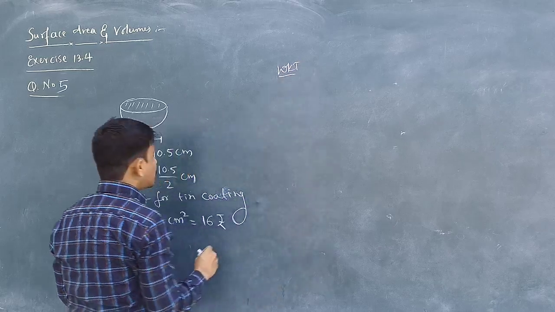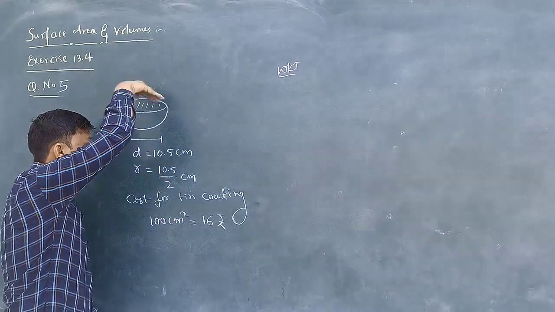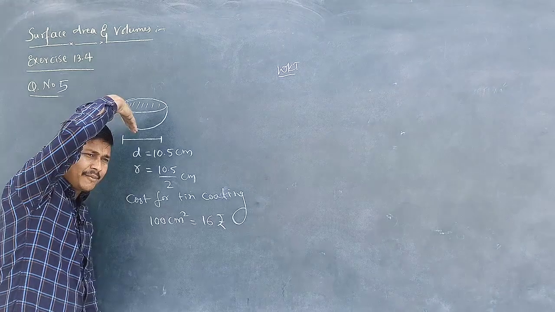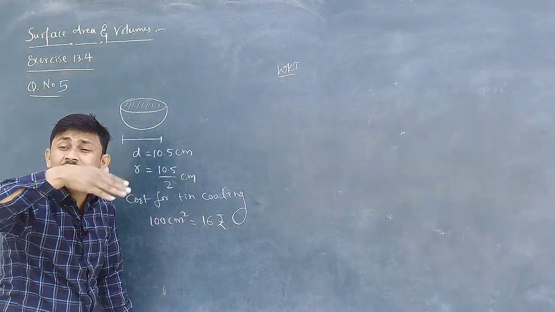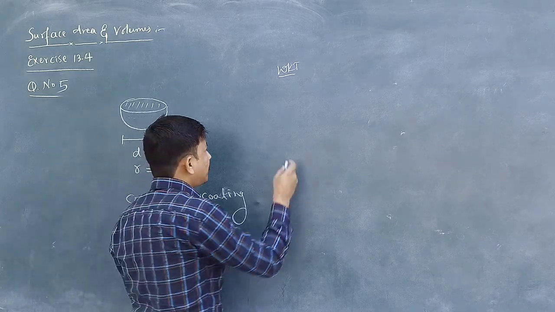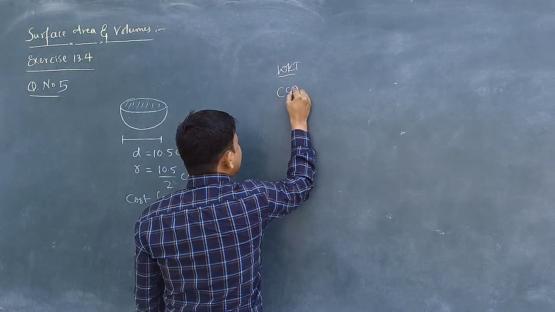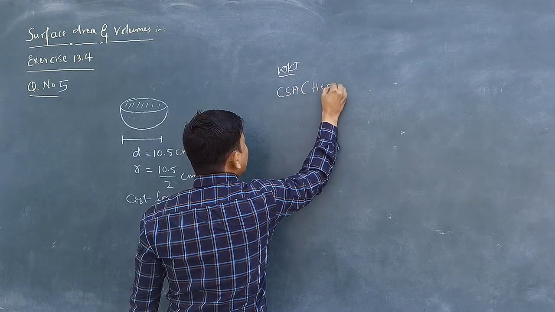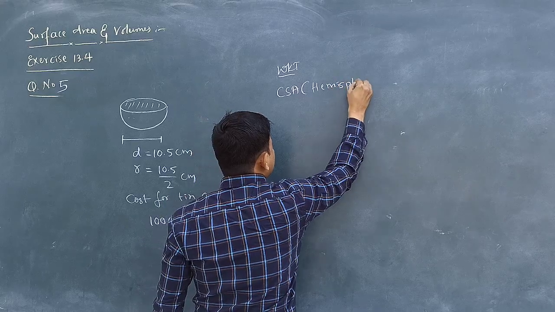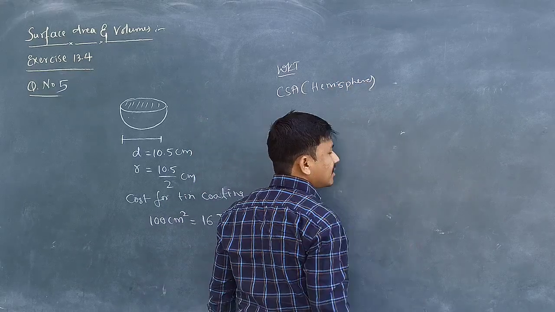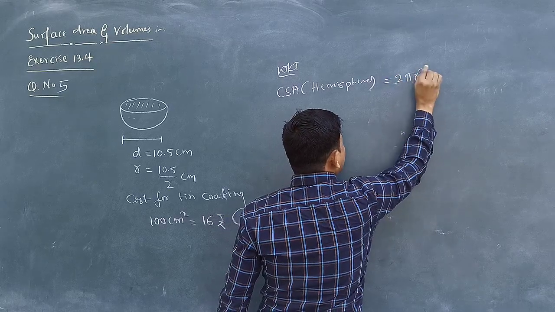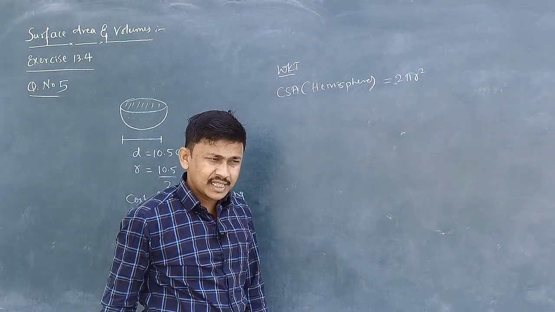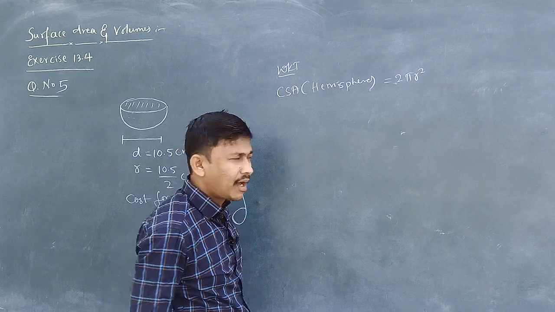Okay, we know that, look at the inner surface area of hemisphere. Inner surface area means curved surface area of hemisphere. What is the formula for CSA of hemisphere? Check it out. 2 pi r square, correct? CSA of hemisphere is 2 pi r square.